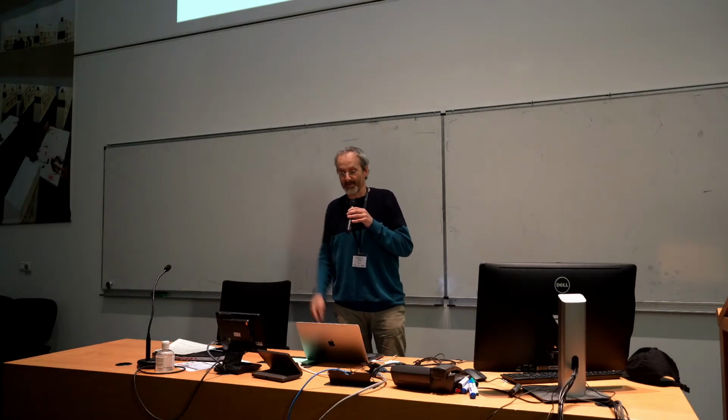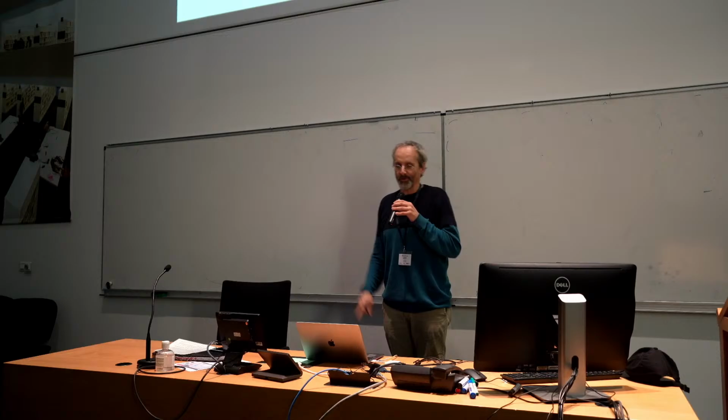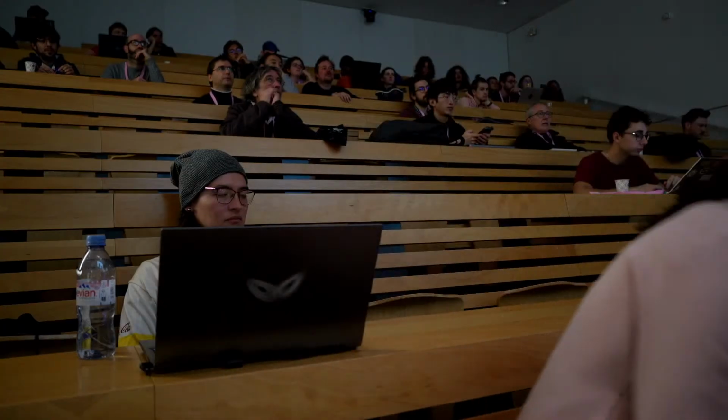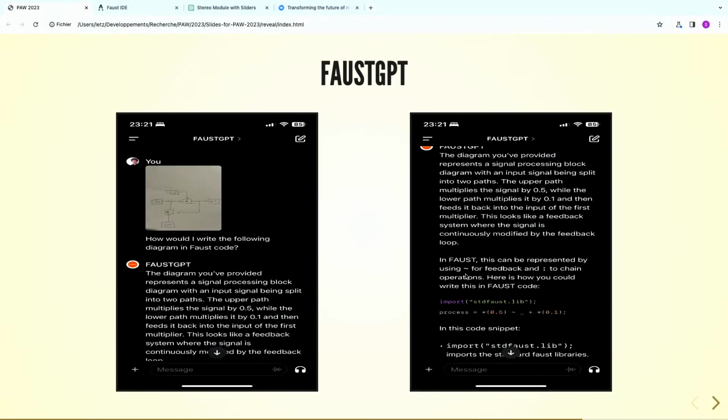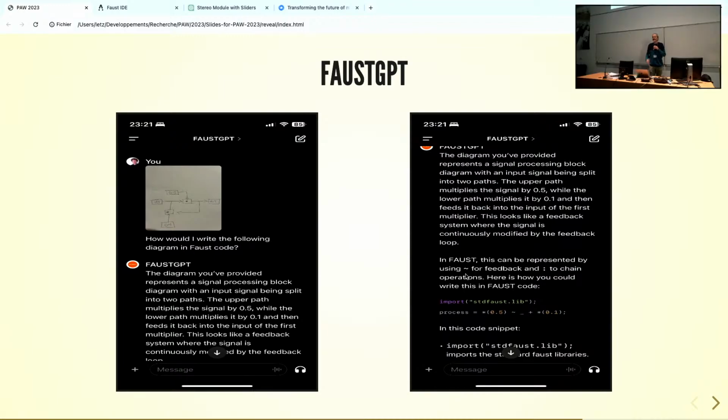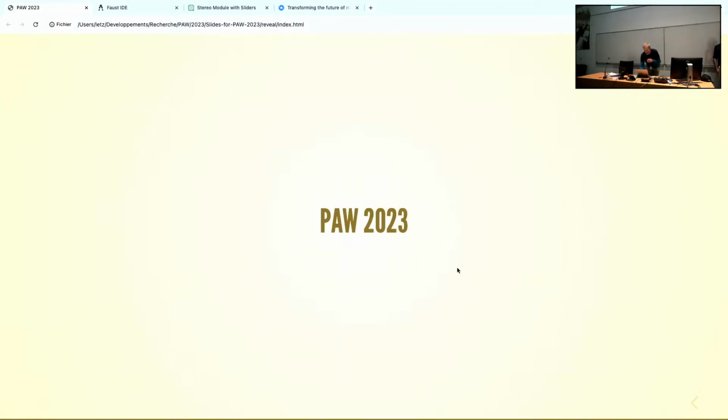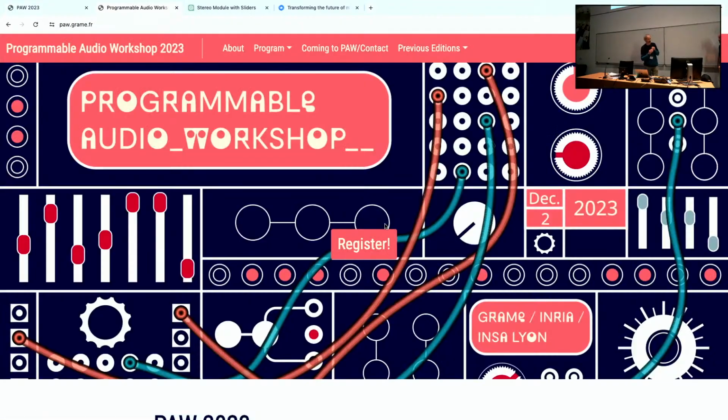And in this case, the code is still not completely correct. So you have the code on the right, and you have to fix it because it's not correct. But you see the point. In only 1 year, we have this kind of tool, and it's quite exciting. Now, PAW will be introduced by Romain.